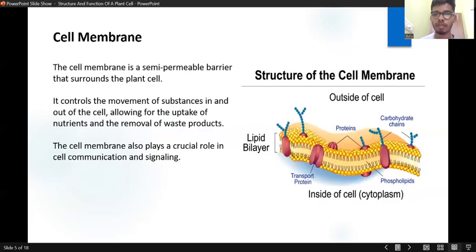Next we move on to the cell membrane. The cell membrane is a semi-permeable barrier that surrounds the plant cell. It controls the movement of substances in and out of the cell, allowing for the uptake of nutrients and the removal of waste products. The cell membrane also plays a crucial role in cell communication and cell signaling.